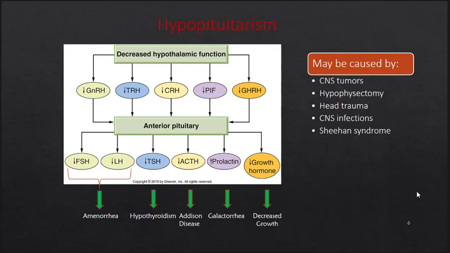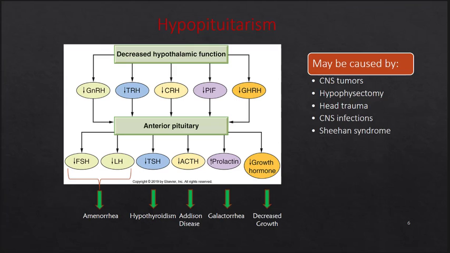But back to the causes here on the right, there are many different causes. We have central nervous system tumors that can lead to problems with the pituitary function, hypophysectomy, which is actual removal of the pituitary, head trauma, infections of the central nervous system, and Sheehan syndrome.